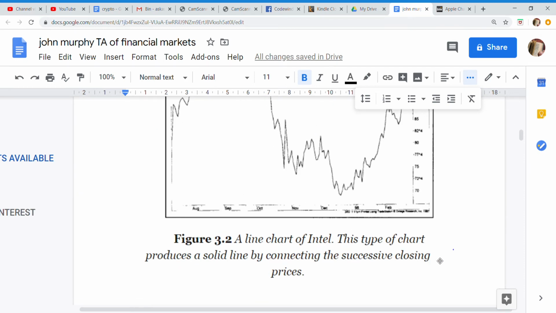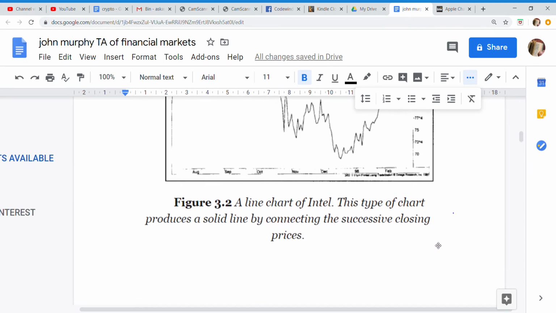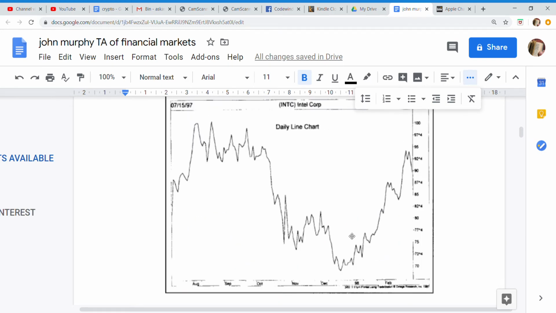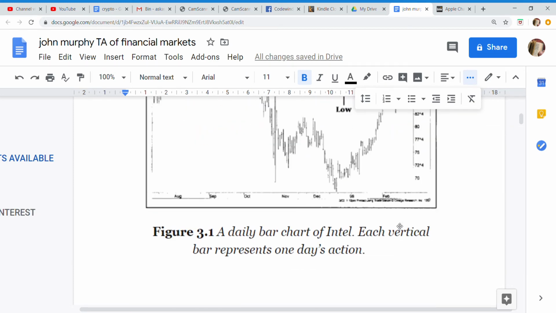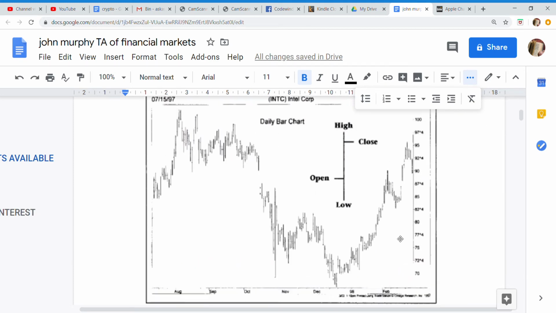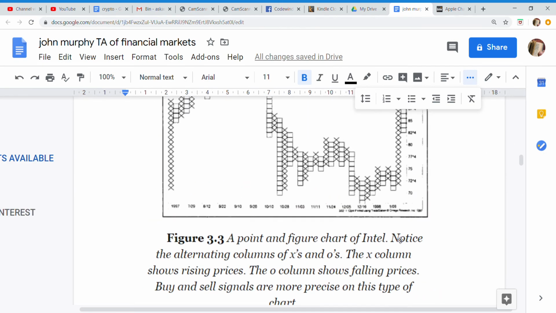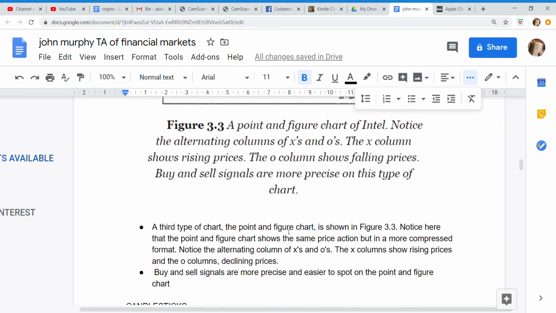So this is a line chart of Intel. This type of chart produces a solid line by connecting successive closing prices. So this is a line chart and this is a bar chart. This is the point and figure chart, the third type of chart. It is shown in figure 3.3.